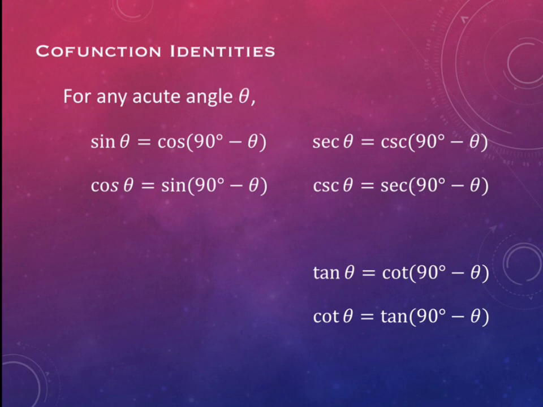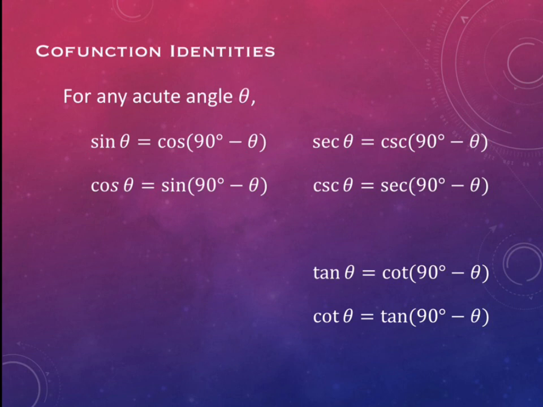The cofunction identities talk about the fact that if you were to look at these graphs, all they really do is shift. So the sine of theta is the cosine of 90 minus theta, and the cosine of theta is the sine of 90 minus theta. They're just shifts of each other. The secant of theta is the cosecant of 90 minus theta, and the cosecant of theta is the secant of 90 minus theta. And the tangent of theta is equal to the cotangent of 90 minus theta. And then the cotangent of theta is the tangent of 90 minus theta.